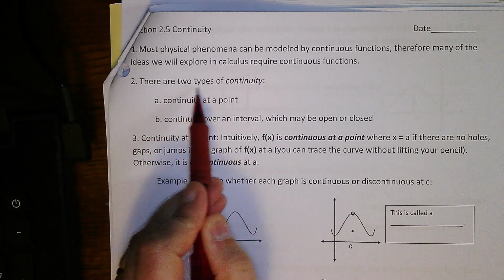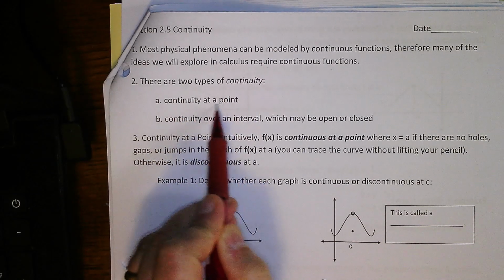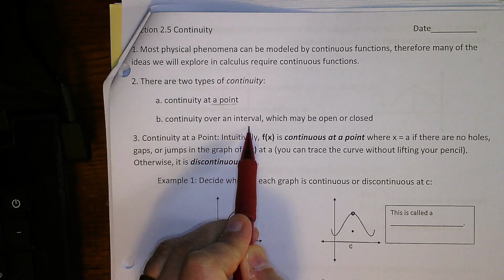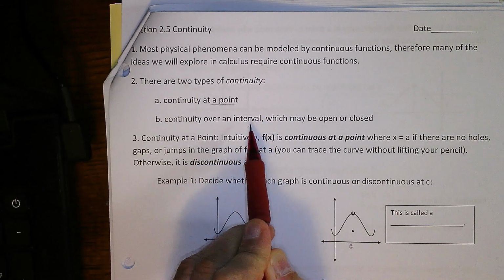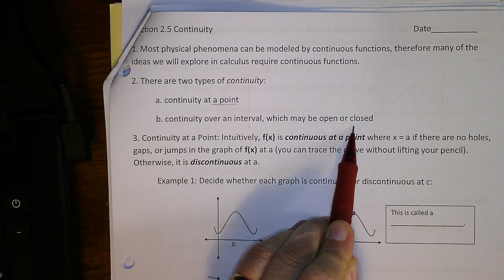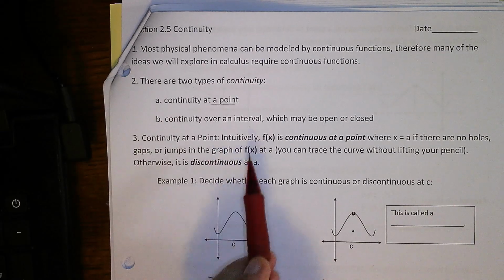There are two types of continuity. We can be talking about continuity at a point or continuity over an interval. Maybe the whole domain interval, maybe not. And the endpoints may be open or closed. All right, so definition, continuity at a point.